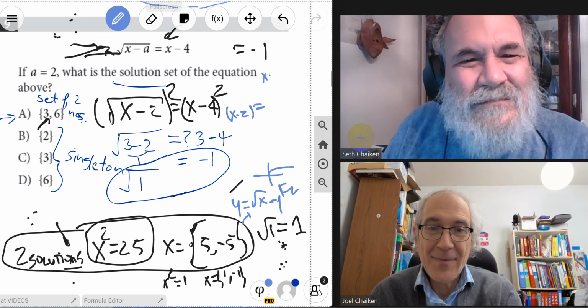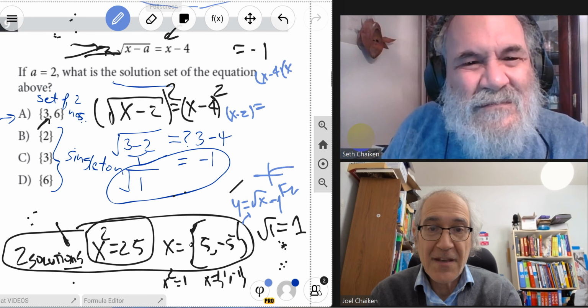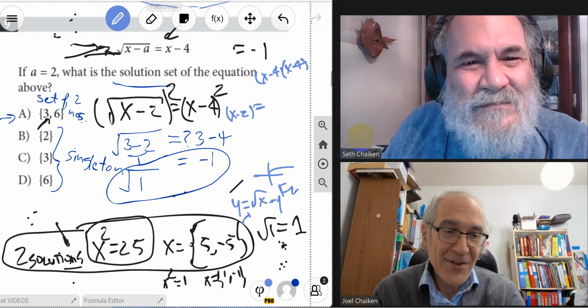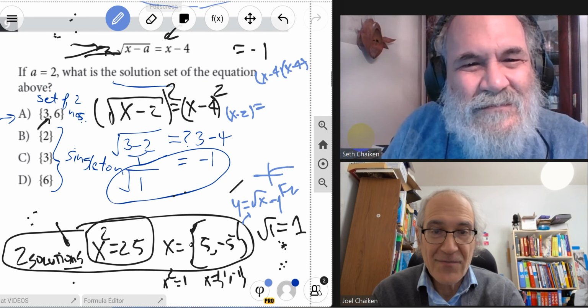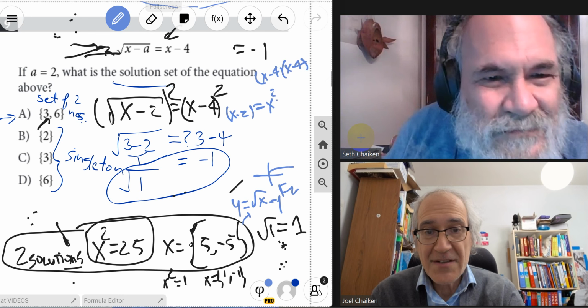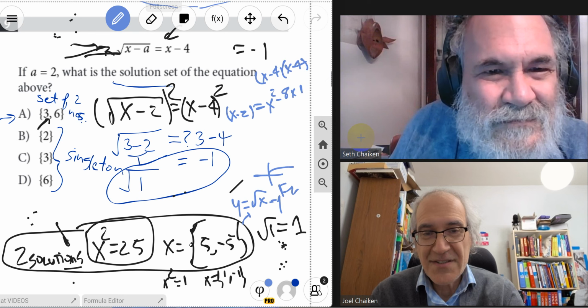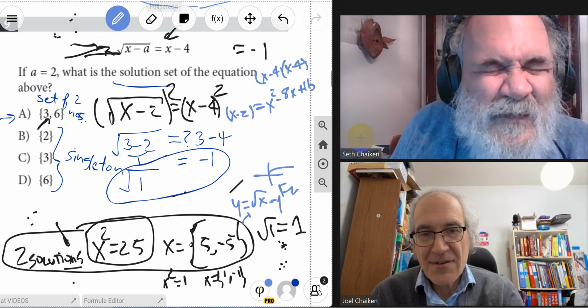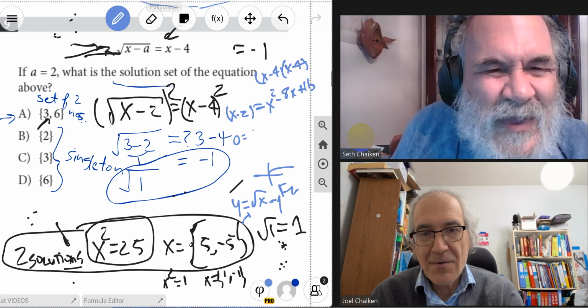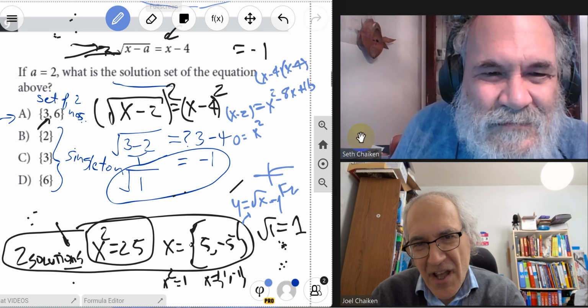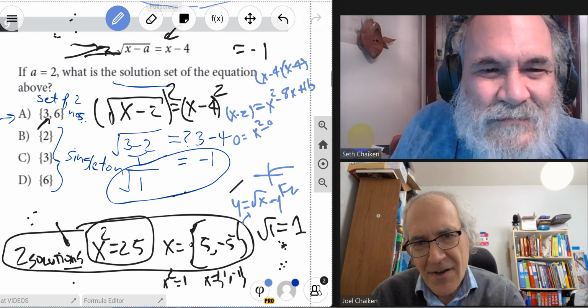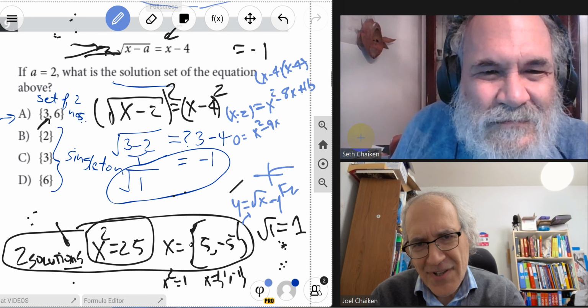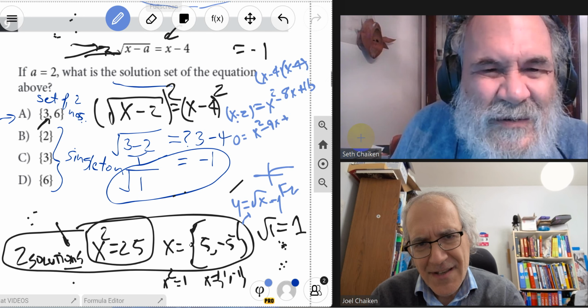Oh my God! Don't make a mistake I sometimes make. We all make where you write. I'm not even going to write the wrong thing because I don't want to reinforce it. But you have to FOIL this. It's x squared minus 8x plus 16. Ouch. This is a quadratic. So you're going to go 0 is equal to x squared minus 9x plus 2 plus 18.